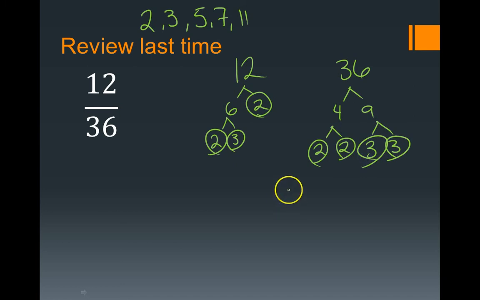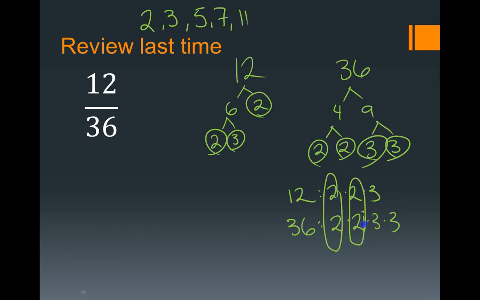So the factors of 12 are 2 times 2 times 3. You can see I like to clump all the 2's together and then clump all the 3's together. So 36 is 2 times 2 times 3 times 3. You should remember this from last time. And we had this is a common factor, this is a common factor, and this is a common factor. You cannot circle a number more than once.